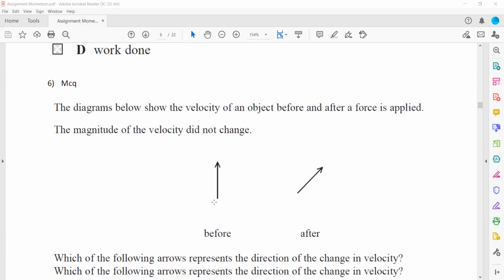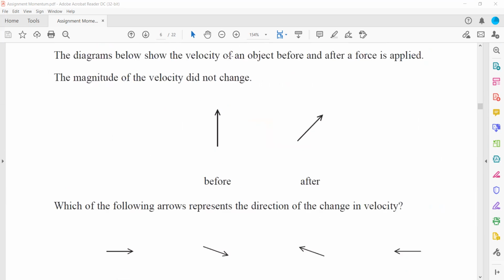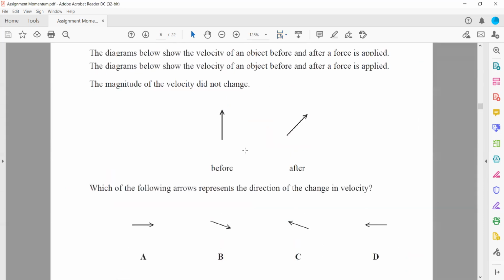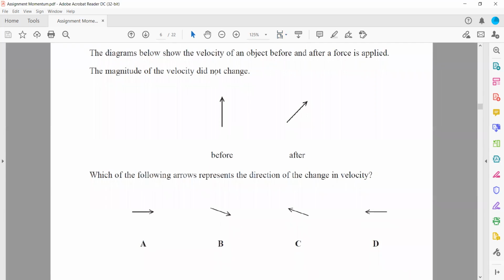Questions 4 and 5 we already discussed. Question 6: the diagram shows the velocity of an object before and after. The magnitude of velocity did not change, meaning the value does not change. Which of the following represents the direction of change in the velocity? What is the meaning of change in velocity? It means final minus initial. So basically, if this is u, this is v. We have to calculate v minus u, that is the change in the velocity.